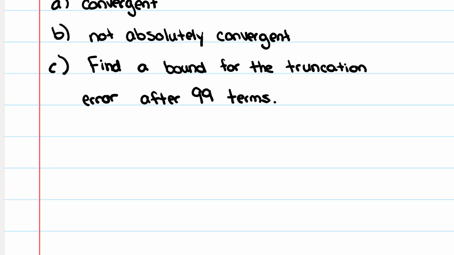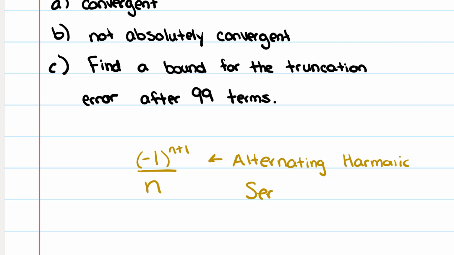So the first thing we need to do is talk about what is the alternating harmonic series. Well, the alternating harmonic series is just the harmonic series, 1 over n, and we need it to alternate, so it's -1 to the n plus 1. So this is the alternating harmonic series. So the first thing we need to do is show that this thing converges.